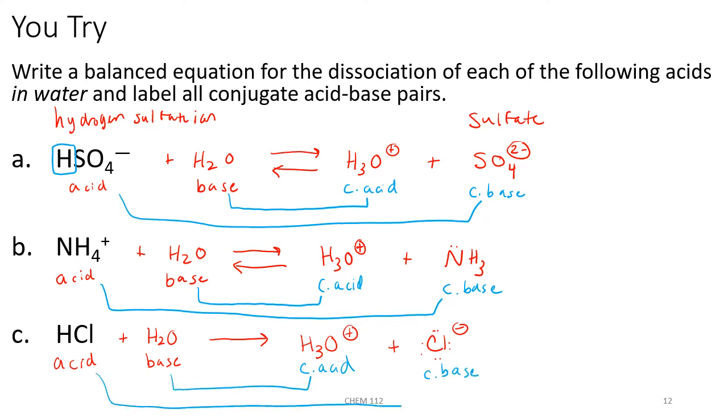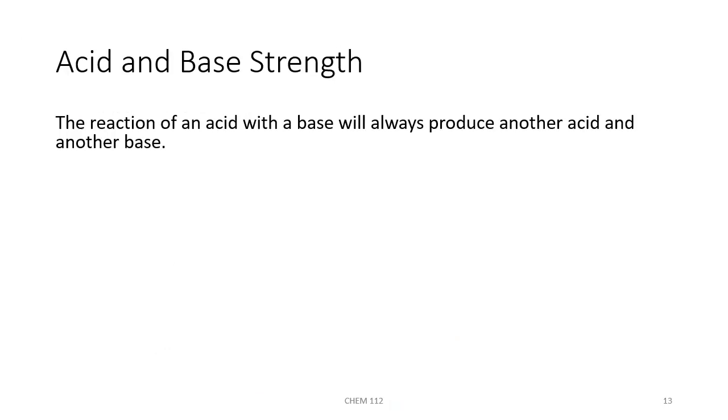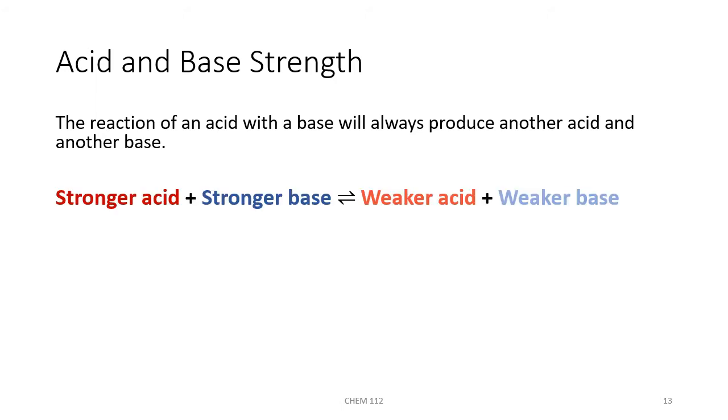And those would be the pairs, using lines to connect between the individual conjugate acid-base pairs. We saw that the reaction of an acid with a base always produced another acid and another base. So on one side of our equilibrium, we're going to have a stronger acid and a stronger base. And on the other side, we're going to have a weaker acid and a weaker base.